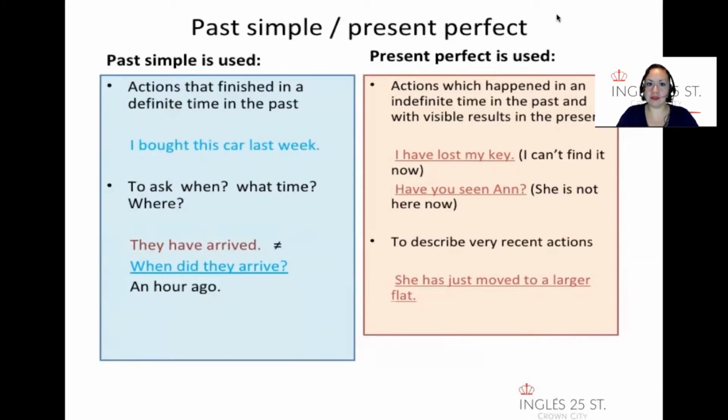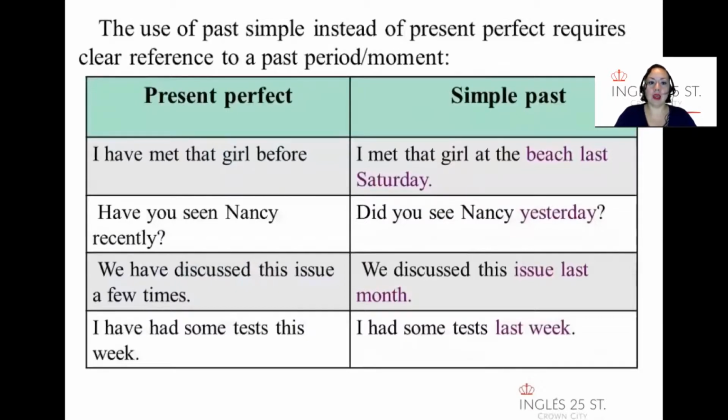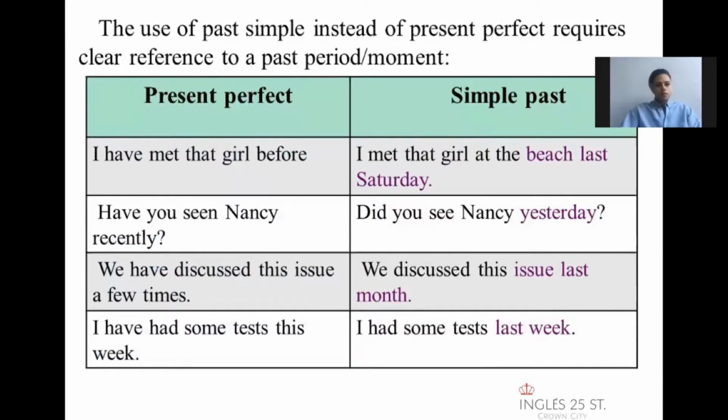Do you understand the difference between past simple and present perfect? Yes. Good. Here we have some examples of the present perfect and the simple past, and there are differences between them. In present perfect, we say, "I have met the girl before." We are not saying a specific time in the past. In the simple past, it says, "I met the girl at the beach last Saturday." In this case, I'm given more information about the girl.